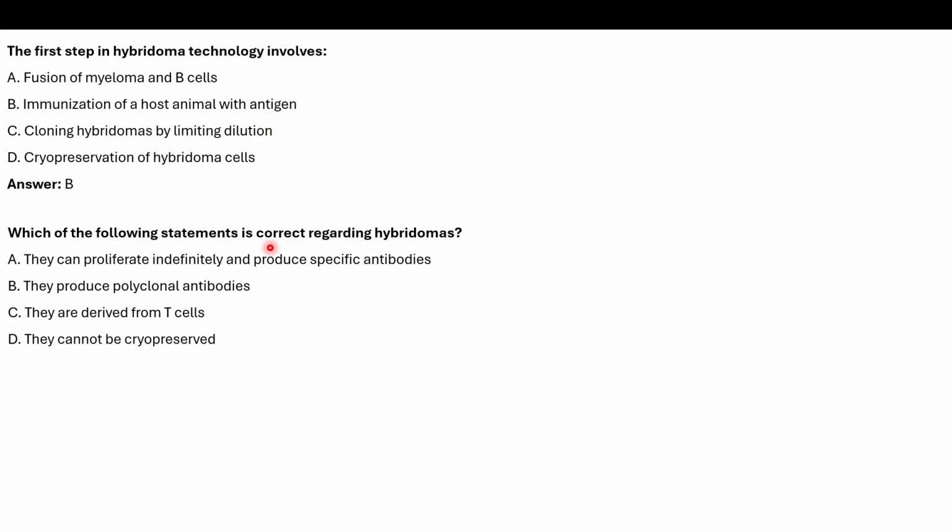Which of the following statements is correct regarding hybridomas? They can proliferate indefinitely and produce specific antibodies. This is the correct one. They produce polyclonal antibodies. No. They produce monoclonal antibodies. They are derived from T cells. No. They are derived from B cells, and they are cryopreserved. Okay. It's not true that they cannot be cryopreserved. Correct option is option A.